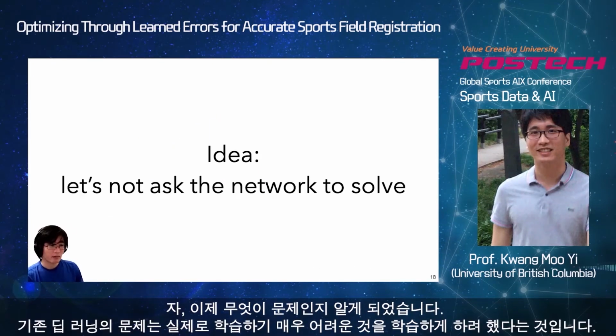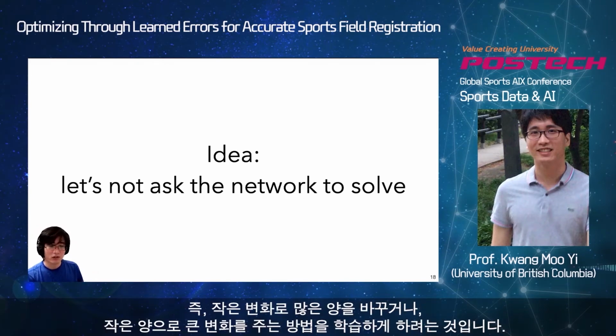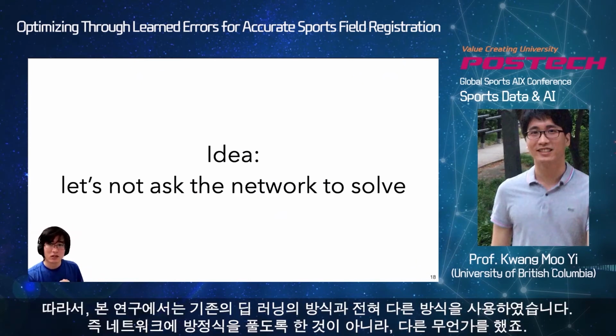So now we know the problem. We know the problem is that we're actually trying to learn something that is really tricky to learn. We're going to have to learn how to change large amounts with small changes, or even large changes with small amounts. So what we're going to try to do instead in our work is to not do that at all. We're not going to ask the network to solve our equation. What we're going to try to do is something else.